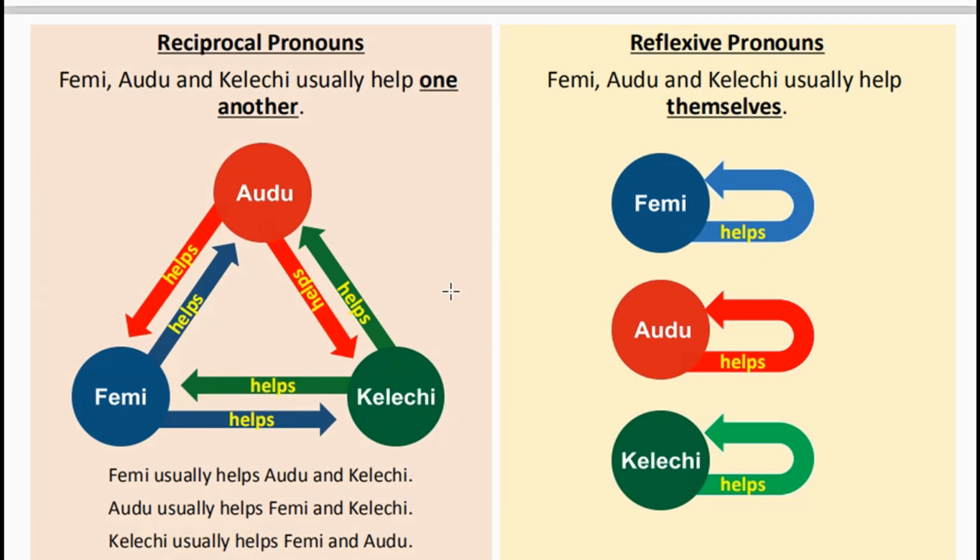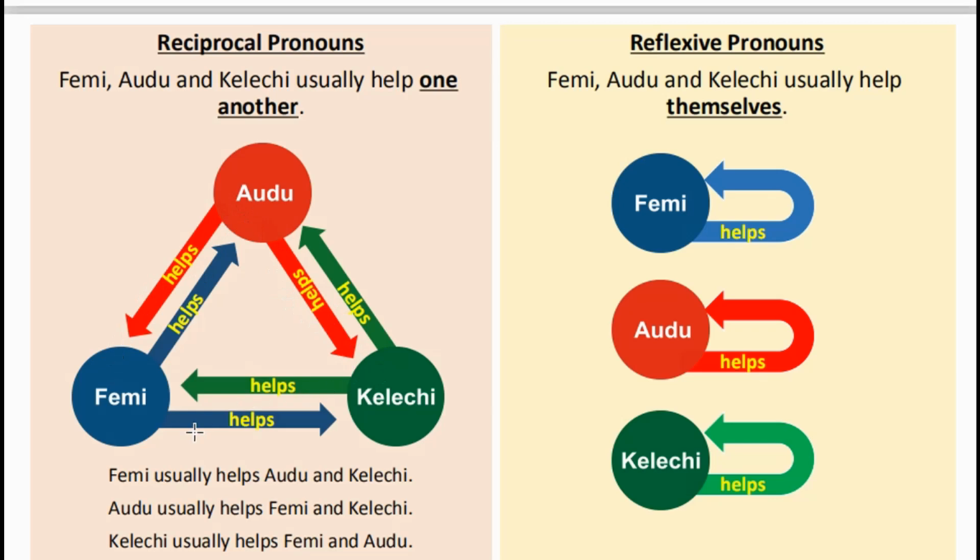Let's come to that sentence again. Femi, Audu, and Kelechi usually help one another. Now, see the diagram below that particular sentence. Let's start with Audu. You will see that Audu helps Femi and also helps Kelechi. The arrows of help from Audu go to Femi and go to Kelechi.